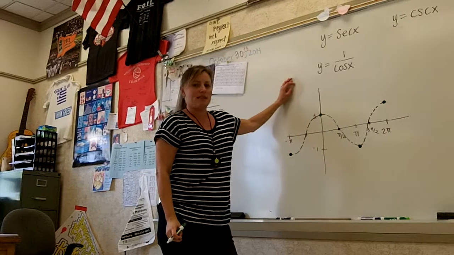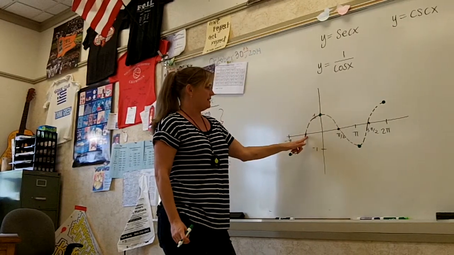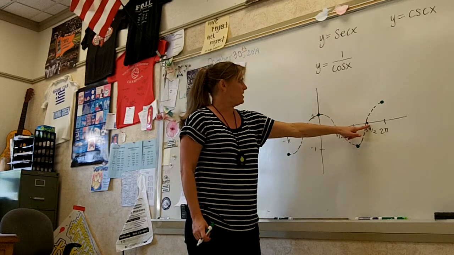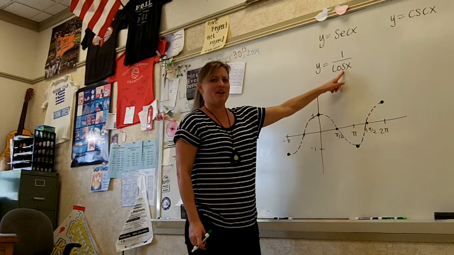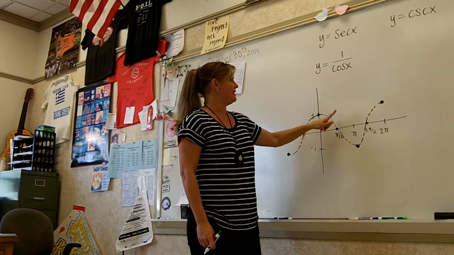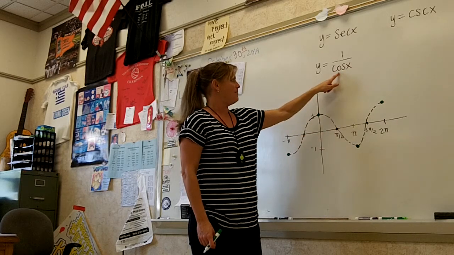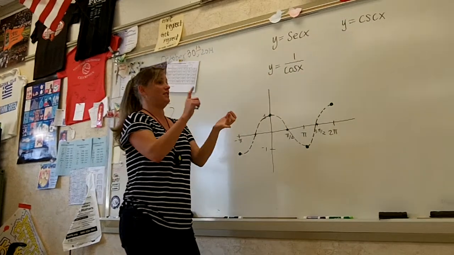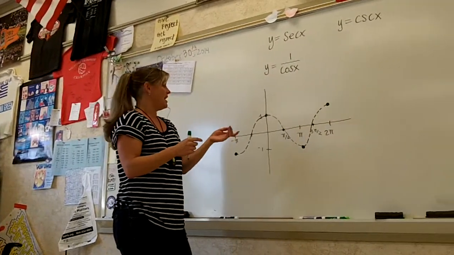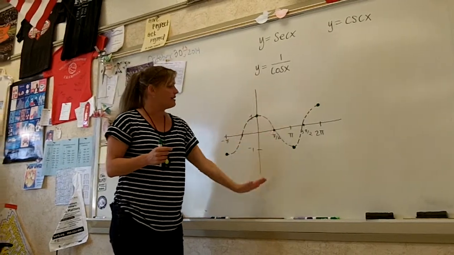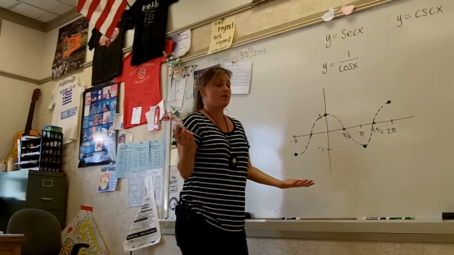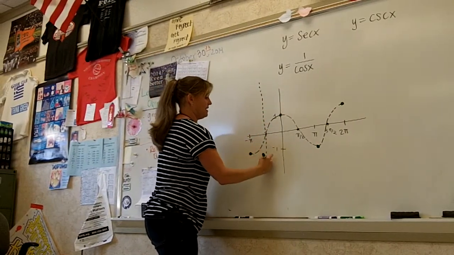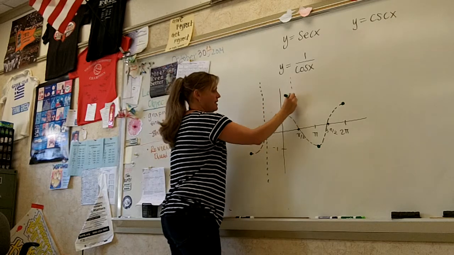But here's where the interesting thing happens. Right here where the cosine is equal to 0 at these points, that's going to be in the denominator, right? And so if I plug it in there, I'm basically dividing by 0. And remember, from when we graphed rational functions and then tangent functions, anytime you're dividing by 0, that's undefined. So you put a vertical asymptote there. These are going to have an asymptote everywhere where the cosine is equal to 0.